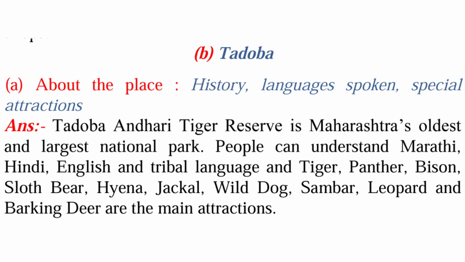Second place is Tadoba. So first point is about the place: history, languages spoken, special attractions. So answer is Tadoba Andhari Tiger Reserve is Maharashtra's oldest and largest national park. People can understand Marathi, Hindi, English and tribal languages. And tiger, panther, bison, sloth bear, hyena, jackal, wild dog, sambar, leopard and barking deer are the main attractions.